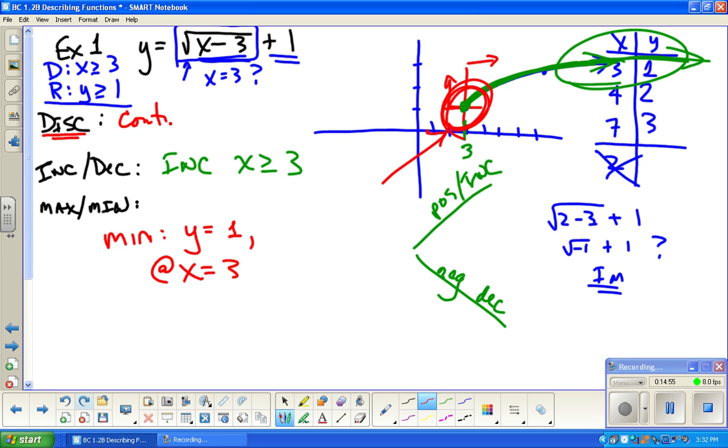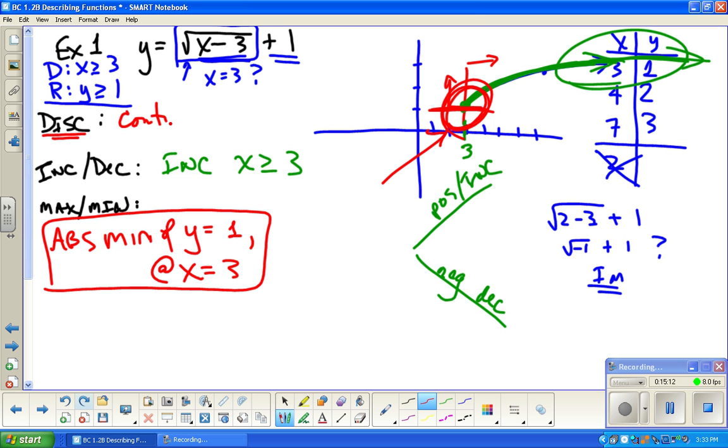The only other question is, is it absolute or relative? Absolute or local? Is this the lowest spot on the entire graph? If the answer is yes, it's the lowest, then this is an absolute minimum. Okay, so it's an absolute minimum of y equals 1, and its location is at x equals 3.